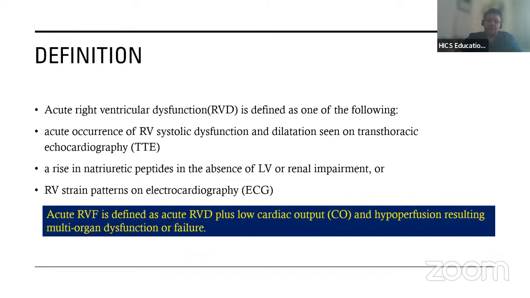Acute RVF is defined, therefore, as an acute RV dysfunction plus a low cardiac output and hypoperfusion, resulting in multi-organ dysfunction or failure. So RV dysfunction is defined either by echocardiographic, biomarker-based or ECG criteria, whereas failure has to be associated with a compromised cardiac output and evidence of hypoperfusion.